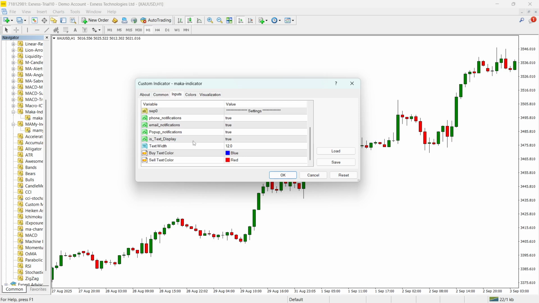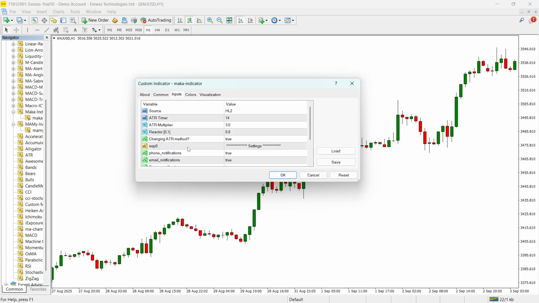Text color lets you choose the color of the buy and sell wording so it stands out clearly against your chart background, independently from the arrow colors. Notifications and alert settings allow you to enable pop-up, sound, email, or push alerts whenever a new buy or sell arrow is printed, so you don't need to watch the charts constantly.